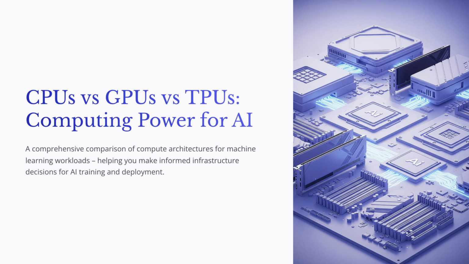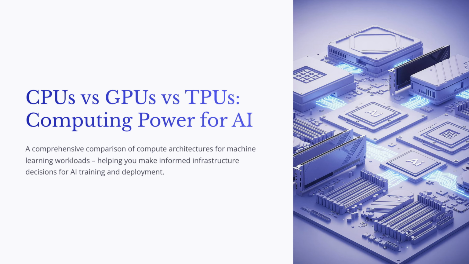When we talk about artificial intelligence, it's easy to get caught up in models, data, and algorithms. But beneath it all, the true engine of AI progress is compute power. The chips we use, CPUs, GPUs, and TPUs, define the limits of what's possible, dictating how fast we can train, how efficiently we can deploy, and how far we can scale. This session is a comprehensive exploration of compute architectures for AI, comparing CPUs, GPUs, and TPUs in detail. Our goal is to help you make informed decisions about infrastructure, to understand not just what each processor does, but when and why to use it.